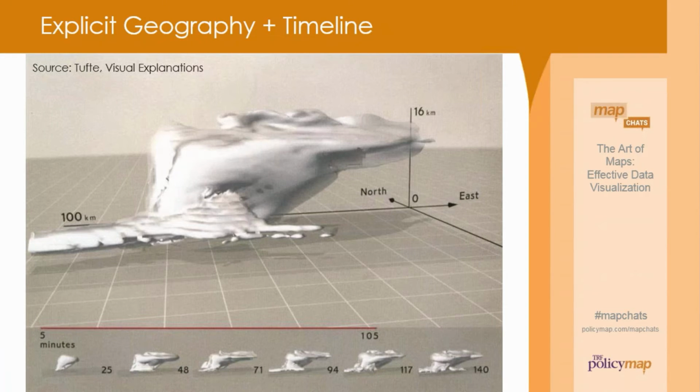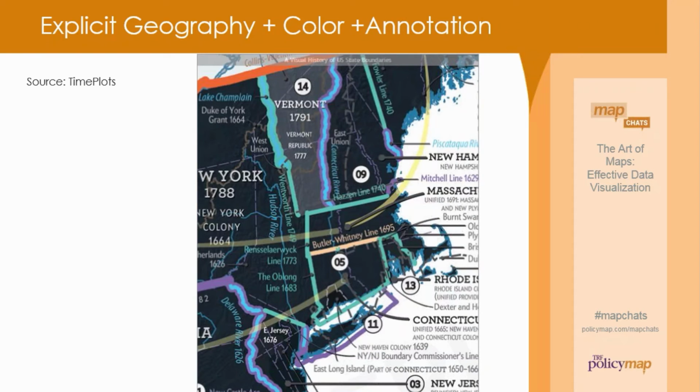A fifth important technique that pre-exists digital work combines explicit geography with some kind of timeline. So this is a Tufte recrafting of an explanation about how a storm develops in his book Visual Explanations. But we have the linear timeline along the bottom, juxtaposed against the geographic space across the top.